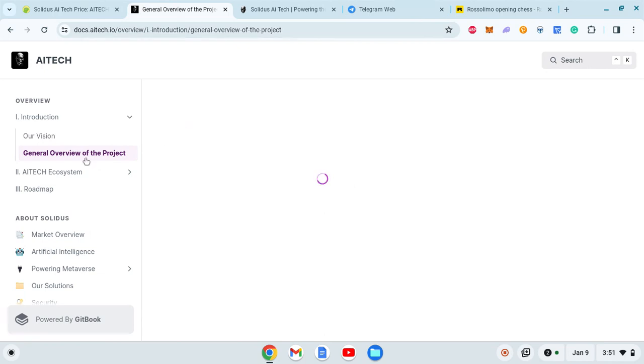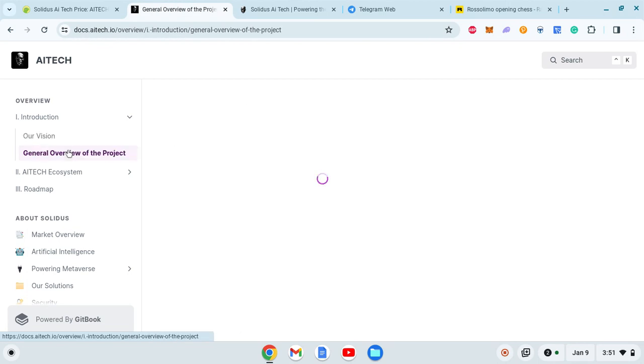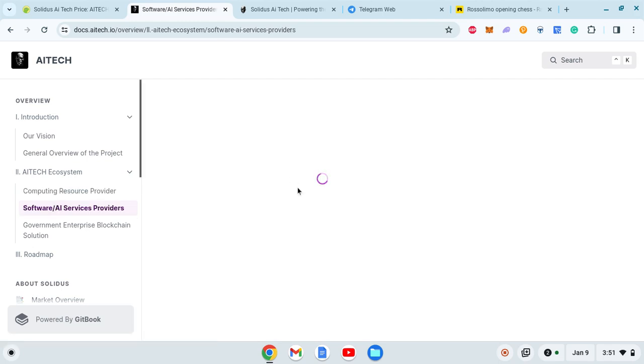I don't know why it is taking a bit long. Let me click here again. I don't know why it is not opening. Let's go to another page. None of the pages are actually opening right now.